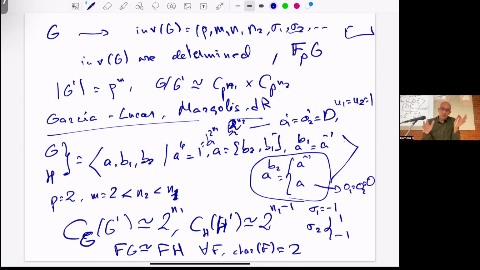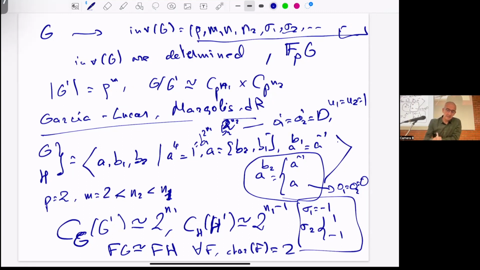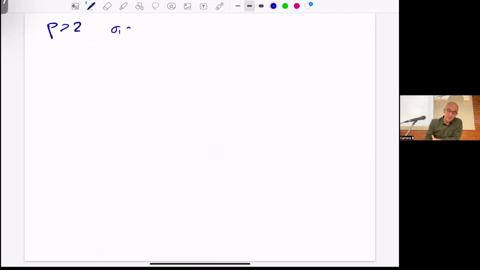Well, if we restrict to this particular class, remember that we have a long list of invariants. And we wanted to prove that if the group algebras of two groups of this kind are isomorphic, then the list of invariants should be the same. So you want to recognize the list of invariants from the group algebra, which is not the case when p is 2. In this example, the entries 5 and 6: the 5 is the same, but the 6 are different. In characteristic greater than 2, actually sigma 1 and sigma 2 are always 1. So you are not going to find a difference there.